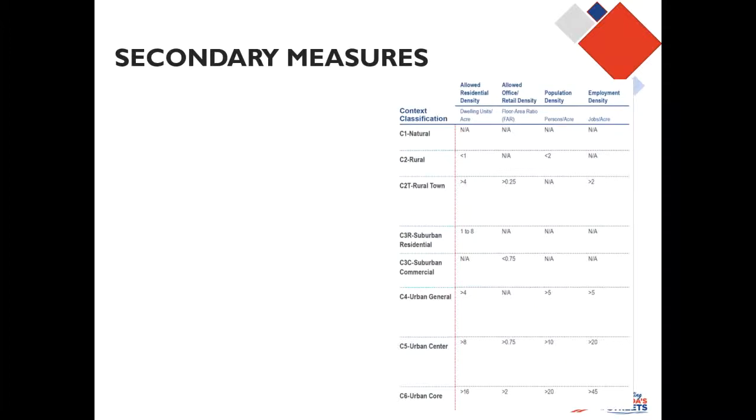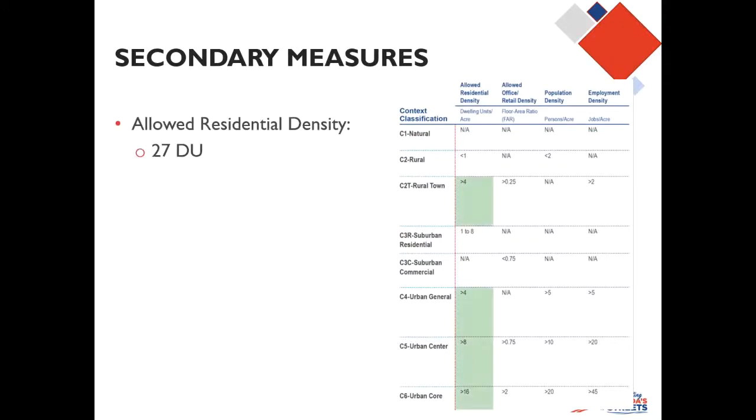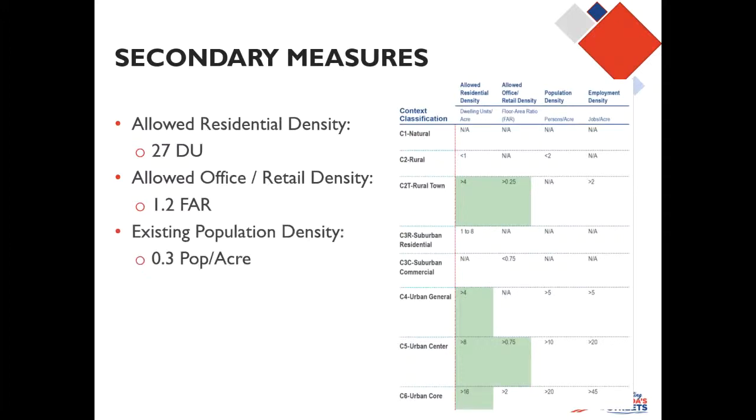If we wanted to use the secondary measures to look a little more closely here, then we could, just to kind of show you what that would look like. Our residential density is 27 dwelling units to the acre. Office and retail density has a 1.2 floor area ratio. Existing population is 0.3 persons per acre. And the employment density is 4 jobs per acre.